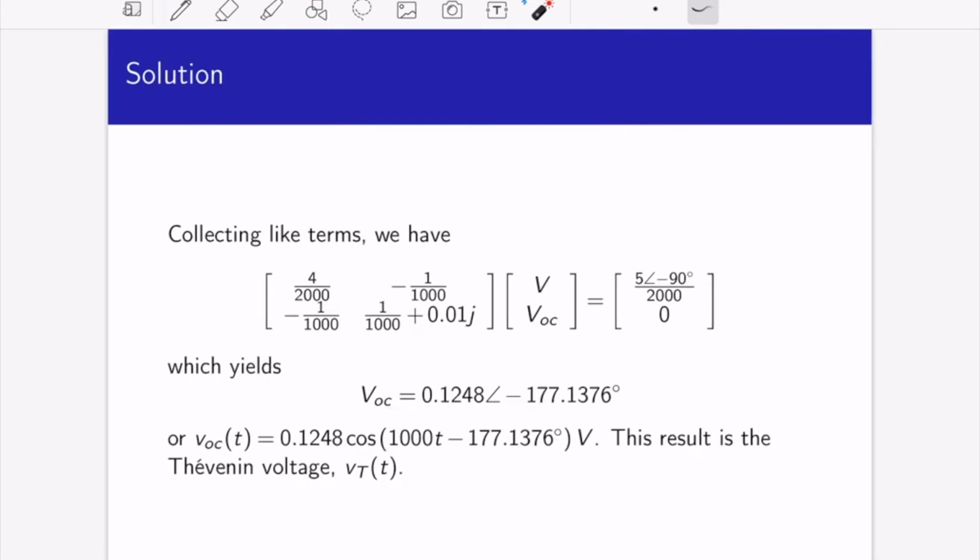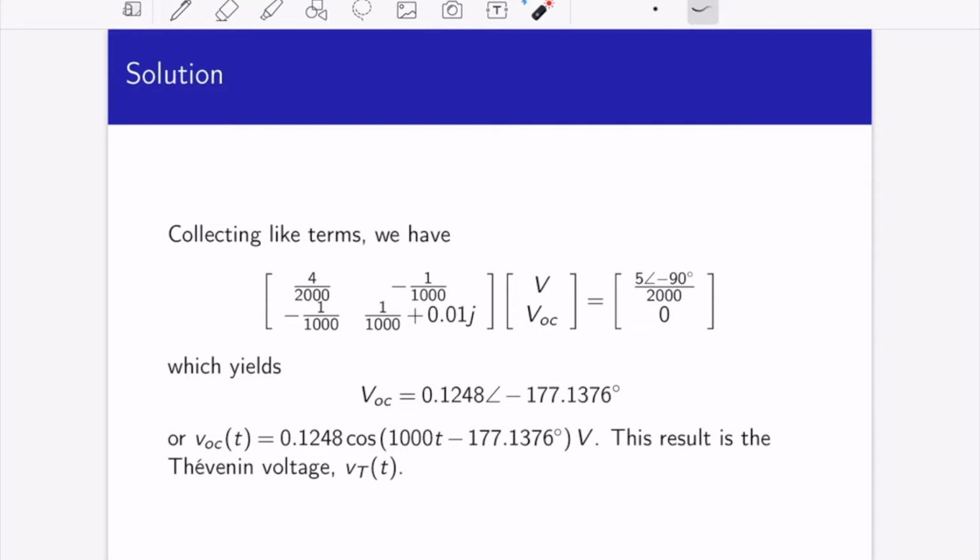Okay, 4 over 2,000 times V minus 1 over 1,000 times VOC is equal to 5 at an angle of minus 90 over 2,000. The second equation goes in to be minus 1 over 1,000 V, and then we have a complex impedance or a complex number here, 1 over 1,000 plus 0.01 j times VOC will be equal to 0. Now notice I went ahead and mixed decimal values and fractional values. Whichever you want to do is fine.